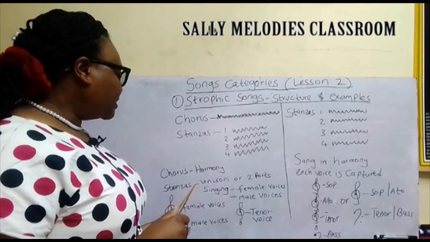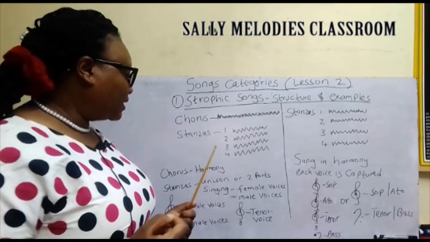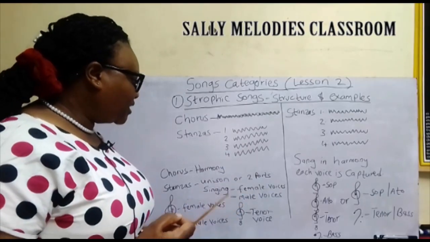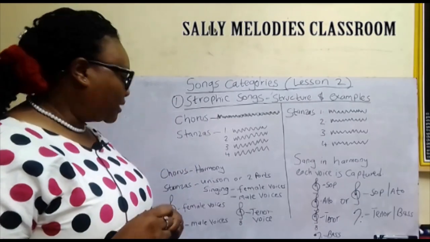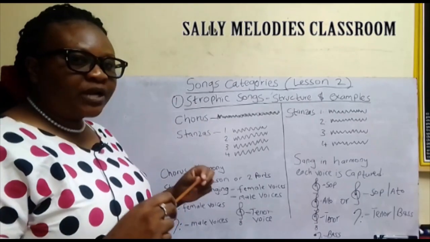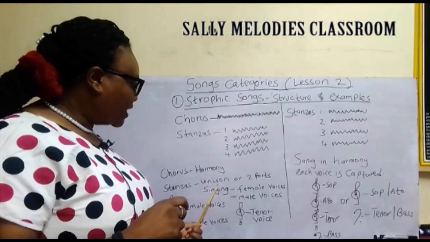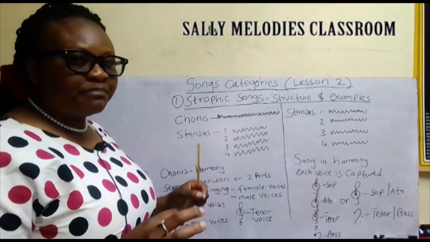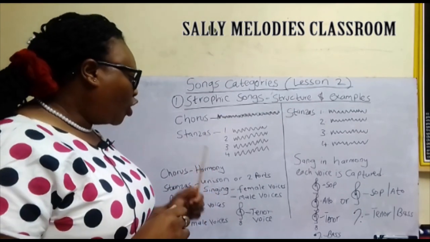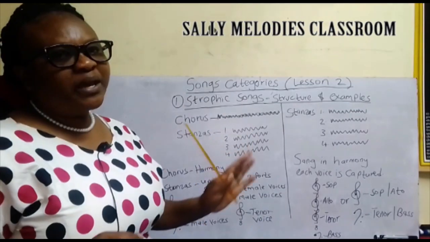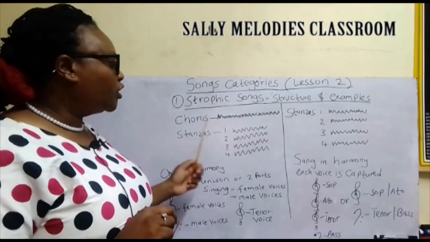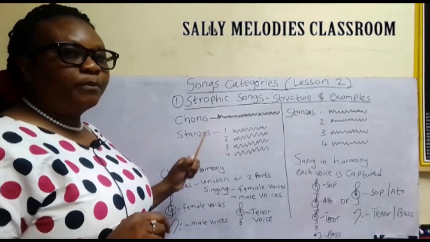In the stanzas, you give 1-part singing. It can either be female voices or male voices. Or sometimes you can give 2 parts. You can have soprano alto singing the stanzas, or you can have tenor bass doing the stanzas, or it can be unison. So it all depends on the composer. It all depends with the taste or the composer's wish.